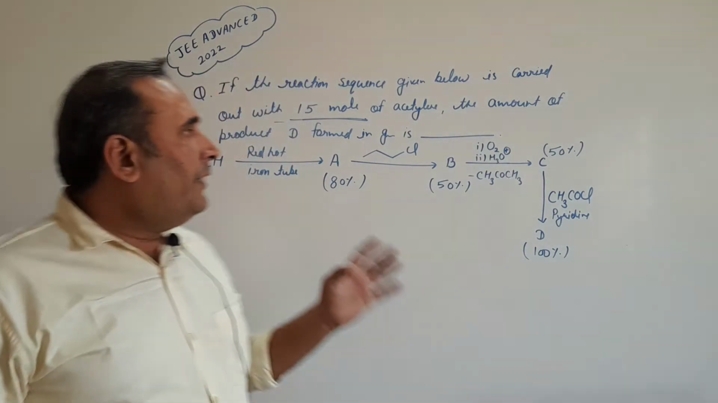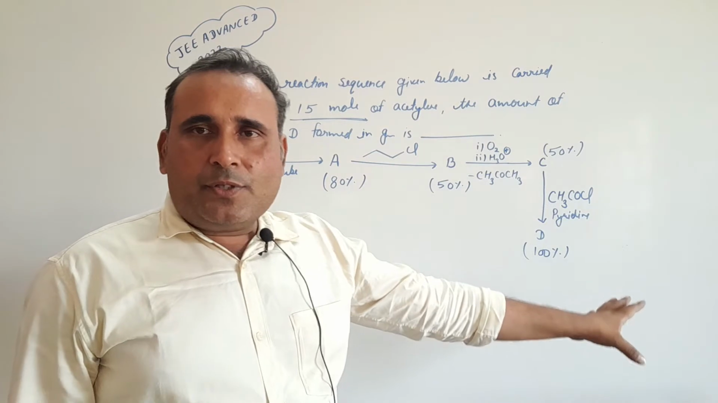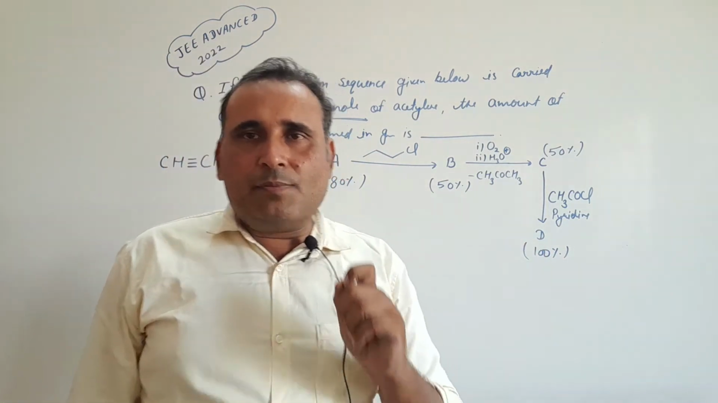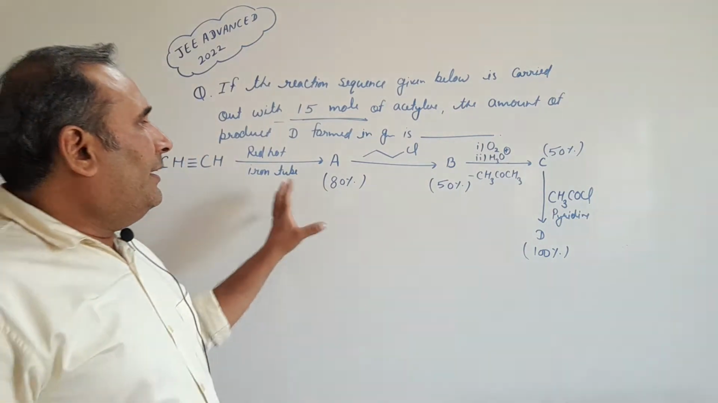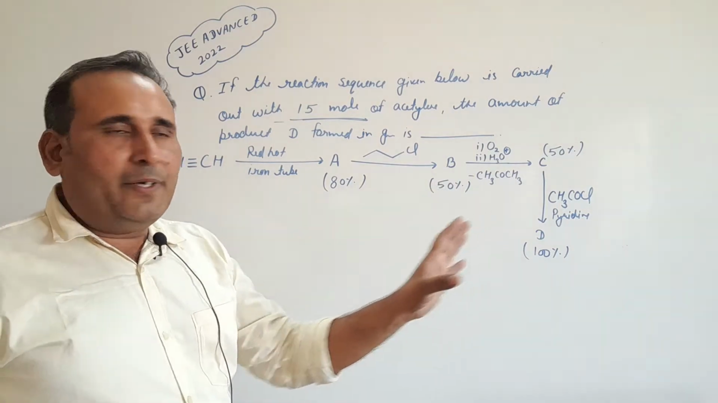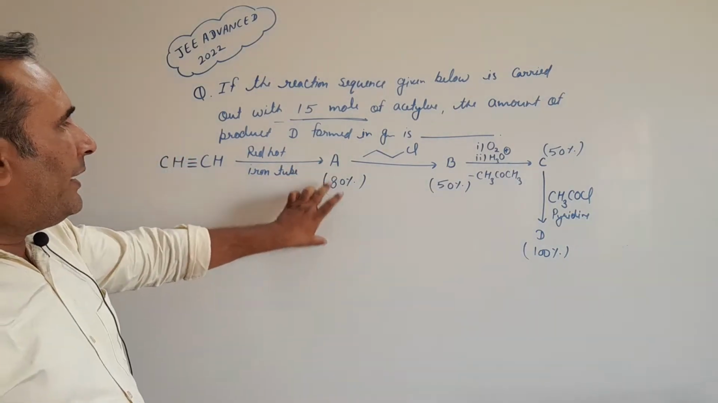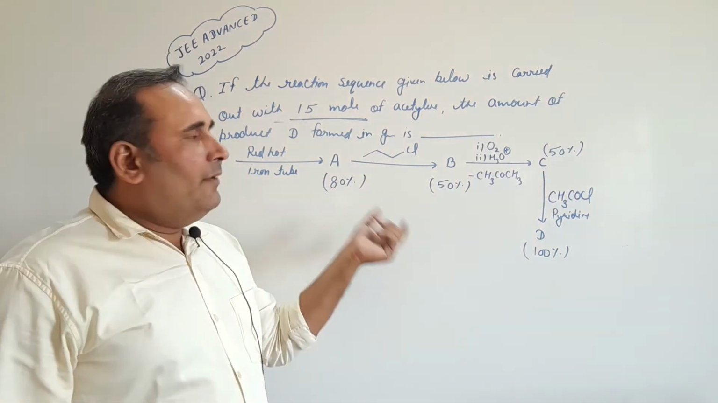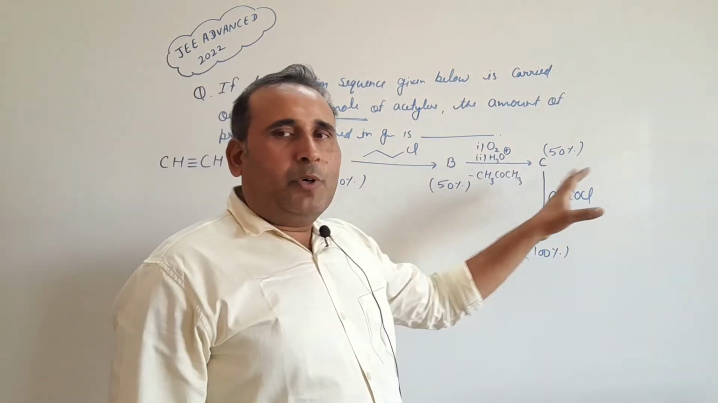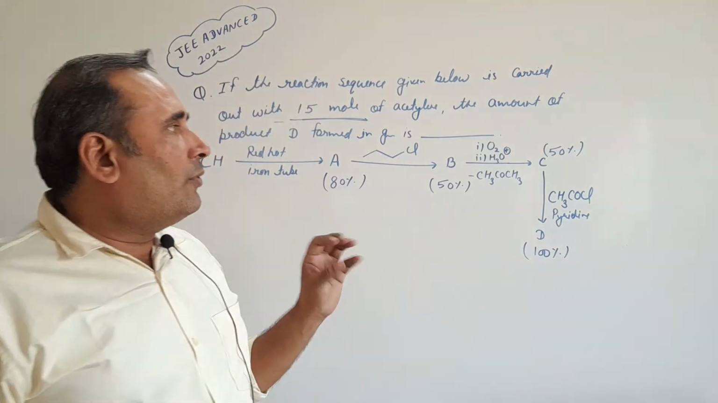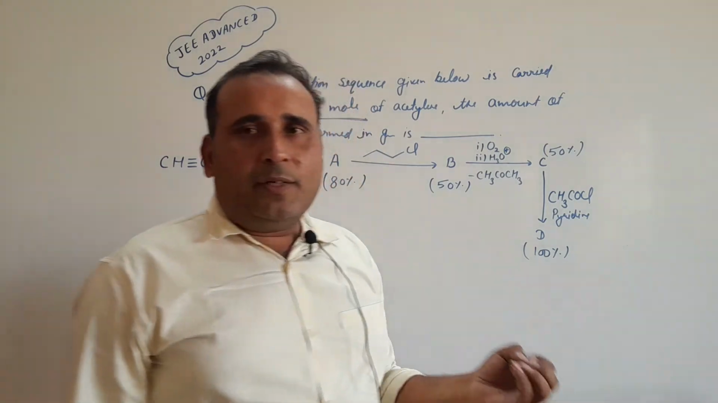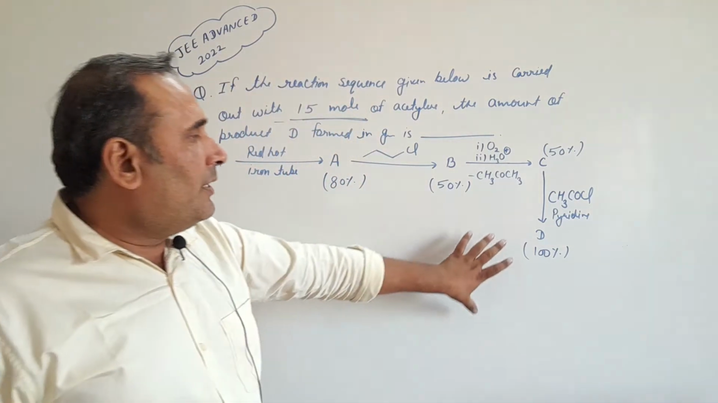First of all, we have to observe the sequence of reactions and find out the structure of D. And in this question, one important thing is that the yield is not 100%. The yield in each reaction is different. For example, when we get product A, the yield is 80%. When we get B, the yield is 50%, and the yield of product C is 50%. So we also have to consider the yield, and after considering it, we have to find out the amount of D produced in this reaction.